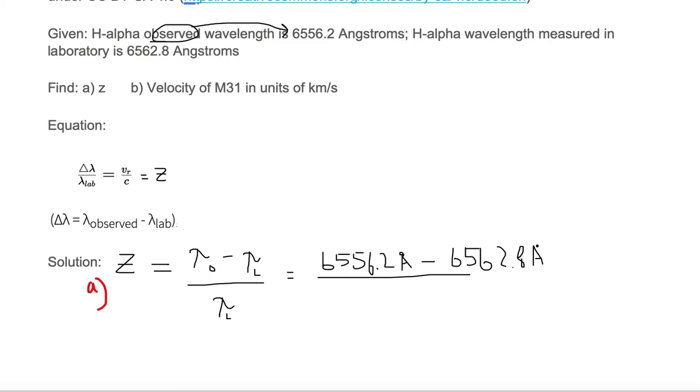And once again, it is divided by the laboratory wavelength, which is 6562.8. Once again, the units are angstroms. Now let's take a look at what we can eliminate in this equation. All of the values have the same units of angstroms, so we can divide the angstrom letters out. Now we're just left with numbers. So we want to take 6556.2 and subtract off 6562.8. So let's get out our calculator.